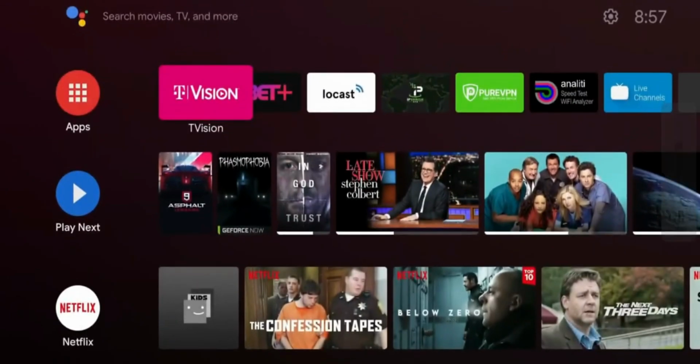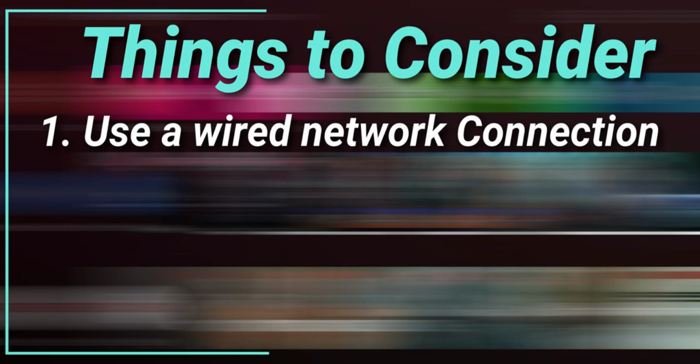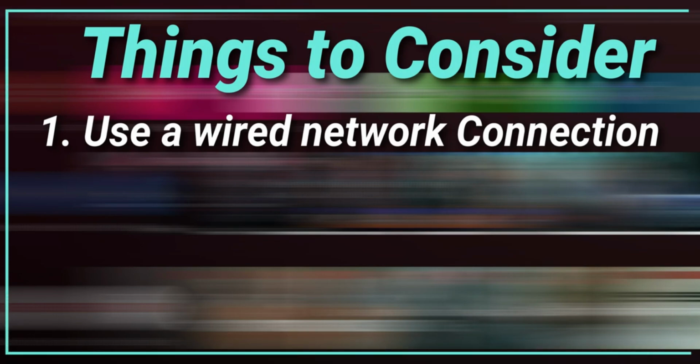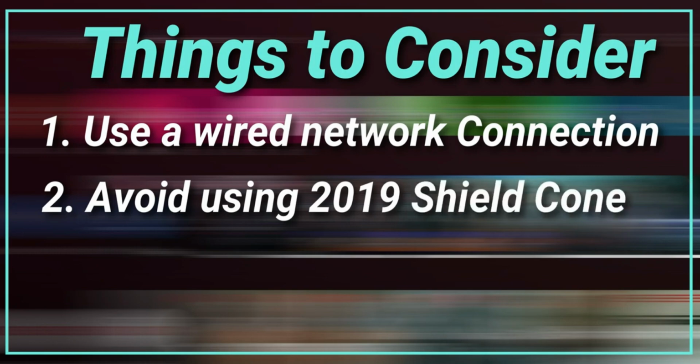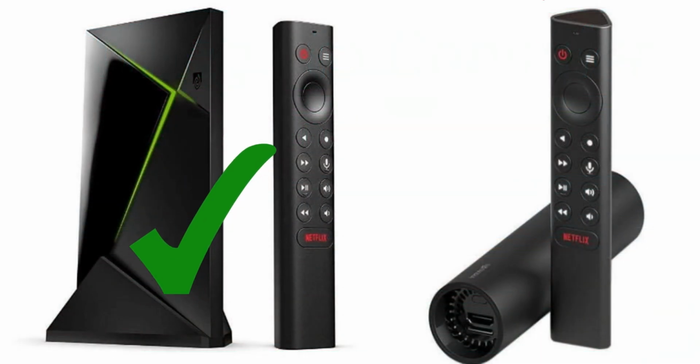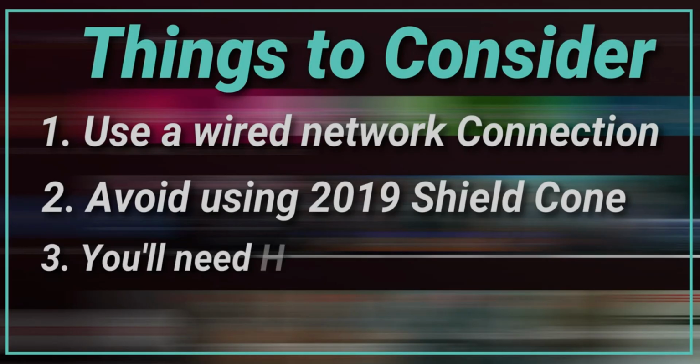So before we jump into the actual setup, here are a couple of things that you might want to consider when using a Shield as a network attached storage. One, you want to make sure that your Shield is attached via Ethernet to your network. That will just give you better performance overall, guys. Definitely don't recommend doing this while you're connected to Wi-Fi. Two, I recommend that the Shield you're using is not the Shield cone or the round Nvidia Shield from 2019. Try to get either the Shield Pro or the 2017 Shield, one of the standard Nvidia Shields with the USB ports. It just makes life a lot easier in my opinion.